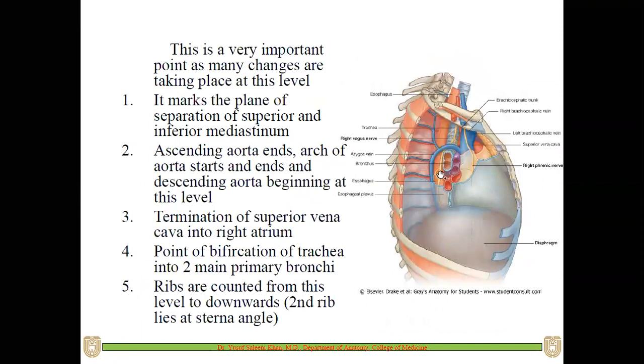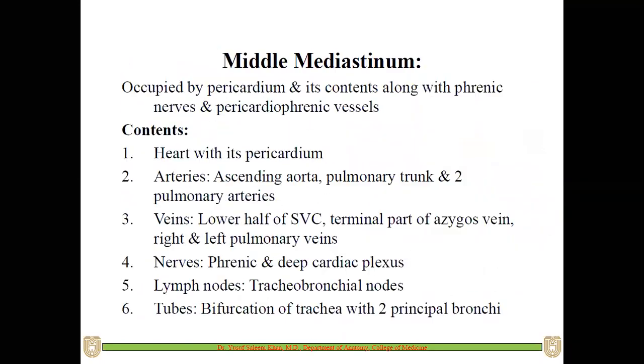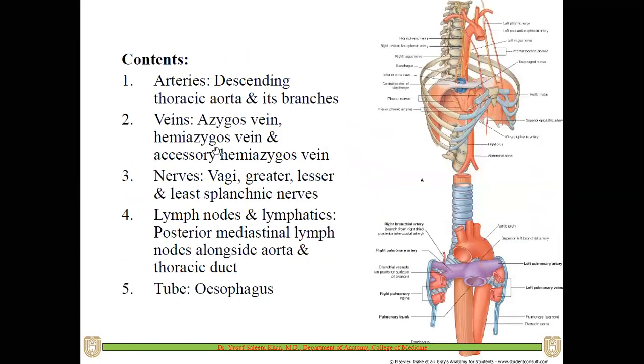And here you can see the esophagus, the trachea, and the adrenals. So these are the contents. Veins: azygous vein, hemiazygous vein, and accessory hemiazygous vein are part of the posterior mediastinum. The nerves: the right and left vagus nerves, and the greater, lesser, and least splanchnic nerves will also be present. Lymph nodes: the posterior mediastinal lymph nodes will be present beside the aorta.